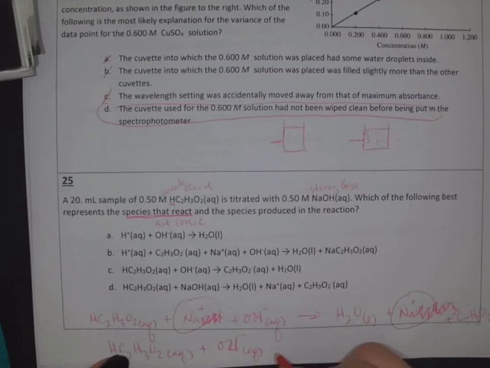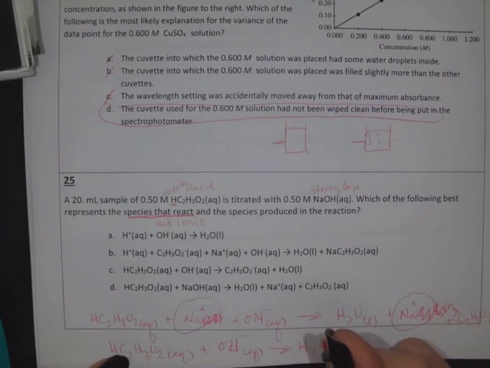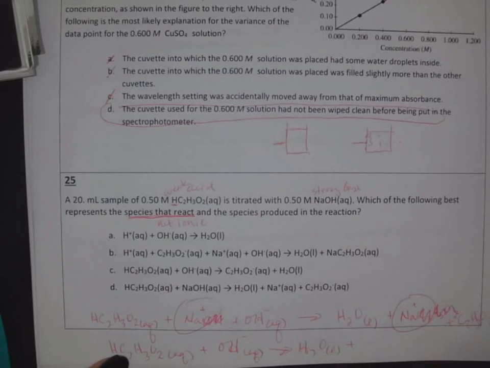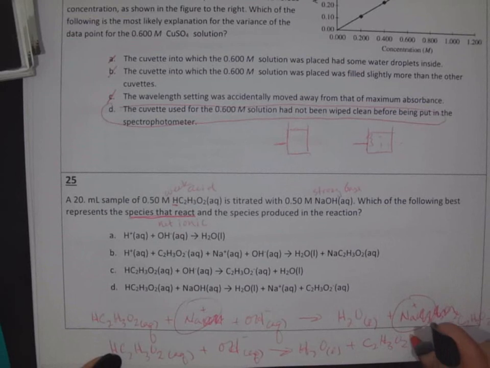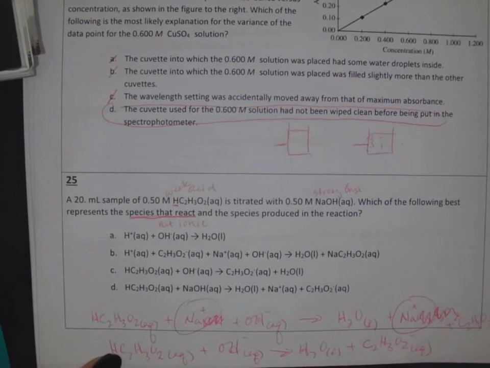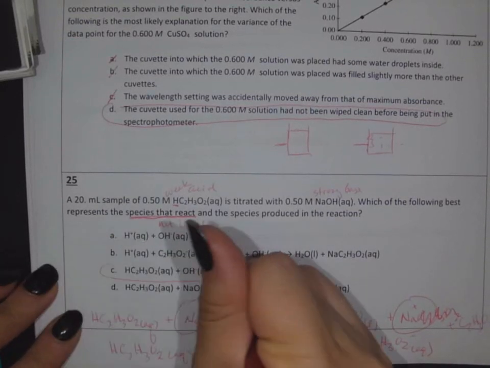Aqueous. Then water has to be over there. And we're left with the conjugate base to this weak acid, the C2H3O2 minus aqueous. So that means our answer option is C.